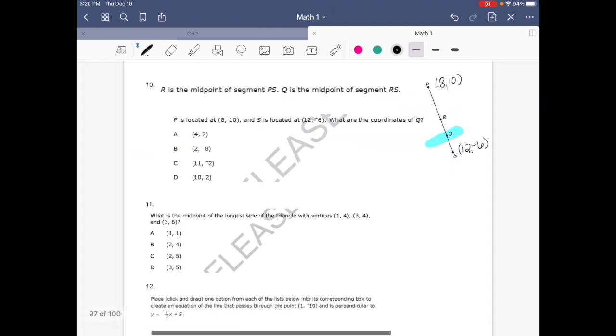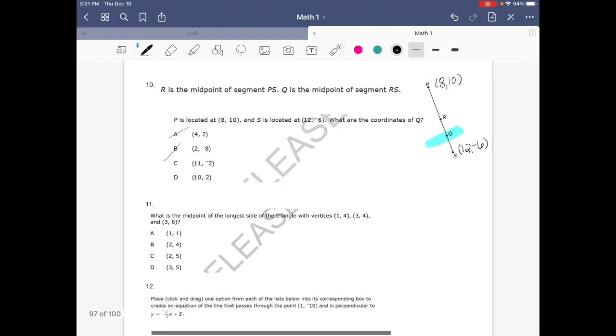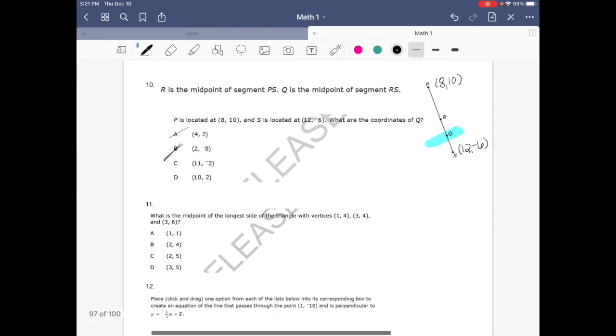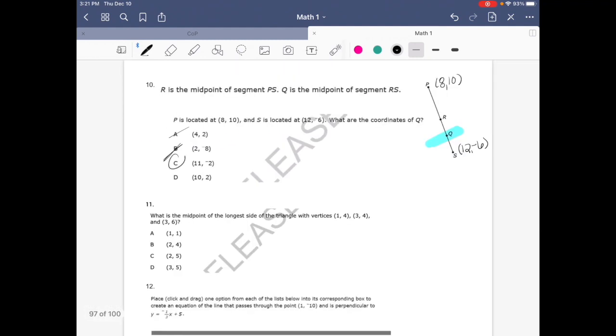So I'm going to graph those other ones. The first point we have is 4, 2. Well, 4, 2 is right here. That's nowhere close to where we're looking. So we know that's not going to work. Then we have 2, negative 8, which is way down here. That's not going to work. Then we have 11, negative 2, which is about right here. Pretty sure that's going to be our answer. And then we have 10, positive 2. So 10, positive 2 is R. They didn't ask us for R, they asked us for Q. So it's going to be 11, negative 2.